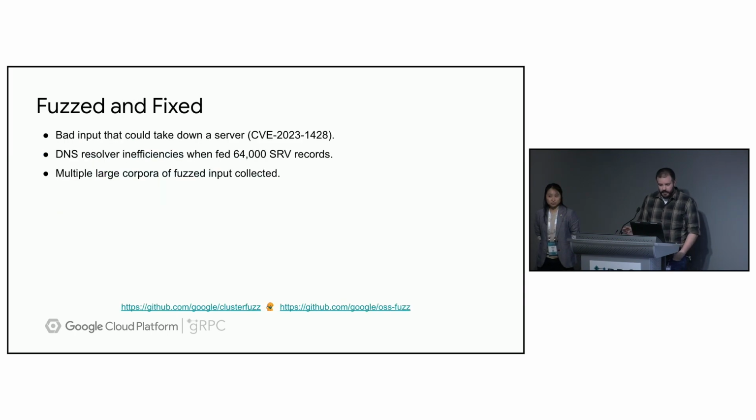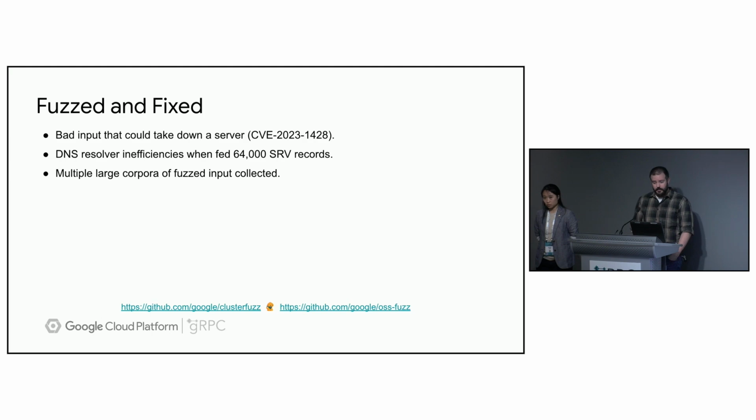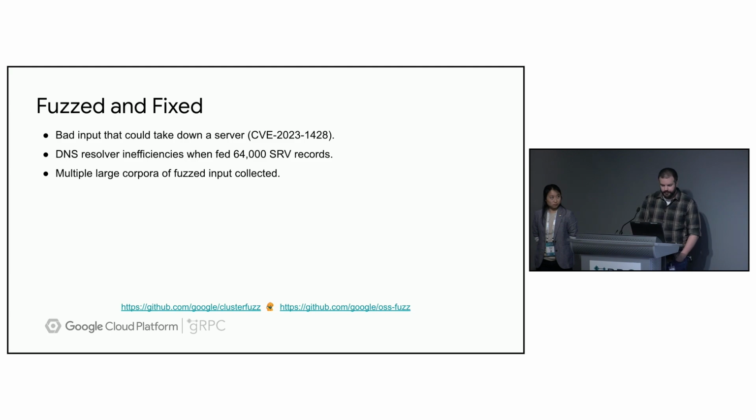We currently have over 20 different fuzzers running every single day for a large slice of time on a bunch of machines. Because of them, we have found and fixed security vulnerabilities like the CVE listed here. We found and fixed interesting performance issues, most recently being how DNS resolvers behave when you feed them 64,000 service records. The answer is not great. But we also identified an essential process that could be made lighter weight. And we have many large corpora of inputs that had all caused problems in different ways, all of which are now fixed.